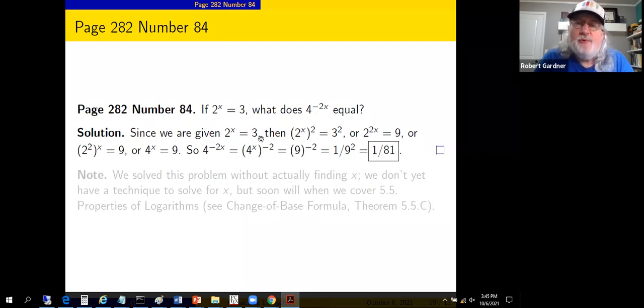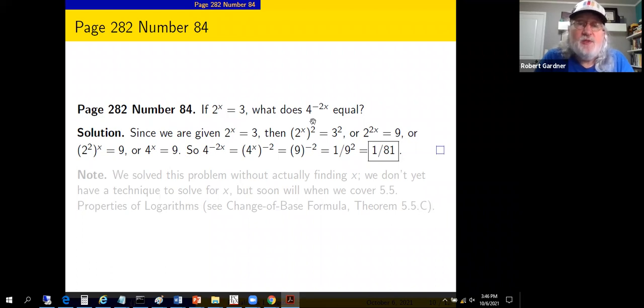2 to the x equals 3. 2 to the x squared then would be 3 squared. 2 to the x squared is 2 to the 2x. That'd equal 9. 2 to the 2x is the same as 2 squared to the x. 2 squared is 4. Ooh, 4 to the x equals 9. So with appropriate manipulations, the inspiration is I'm trying to get a square on that 2, so I'll have a power of 4. We've produced this: 4 to the x equals 9.